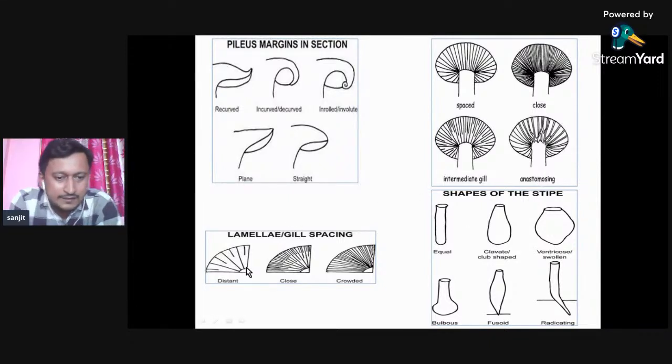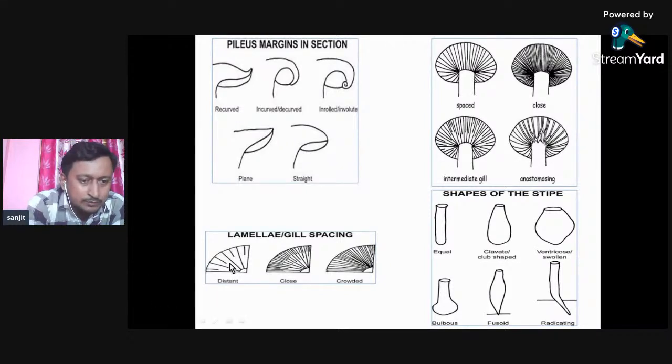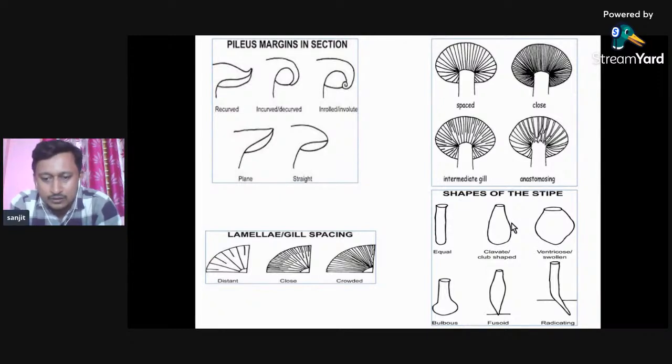This picture shows the different types of lamellae gill spacing. Distant means in between two complete lamellae there is a gill present which is not attached to the stipe. Close means in between two lamellae there are 3 to 4 incomplete lamellae present. Crowded means we are unable to separate each and every lamella by hand. Shape of the stipe: different types of stipe were observed, like equal, clavate, ventricose, bulbous, fusoid, radicating, etc.